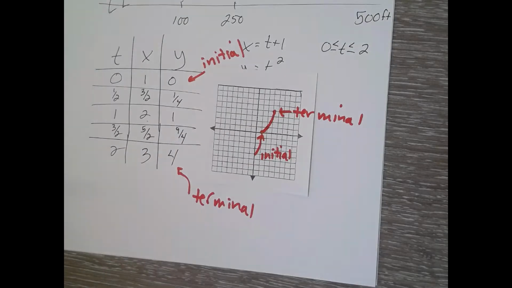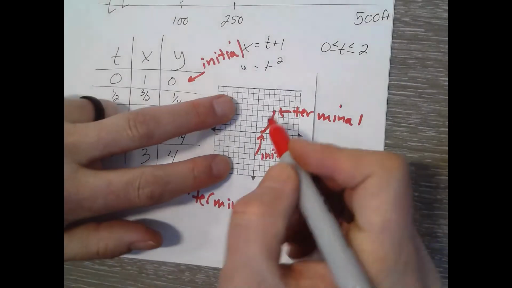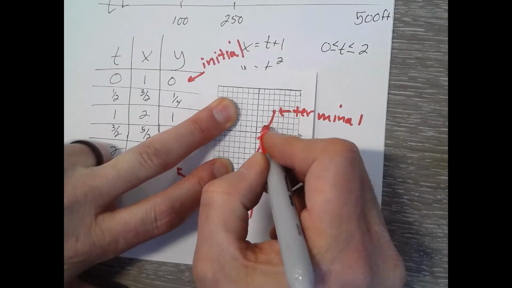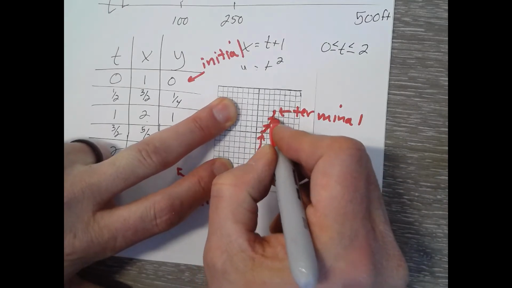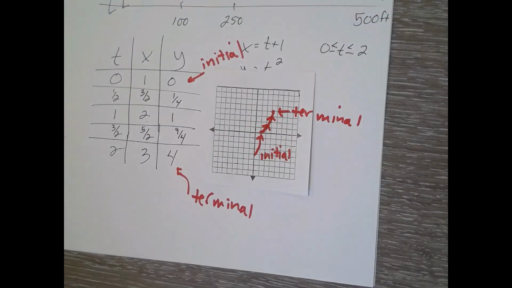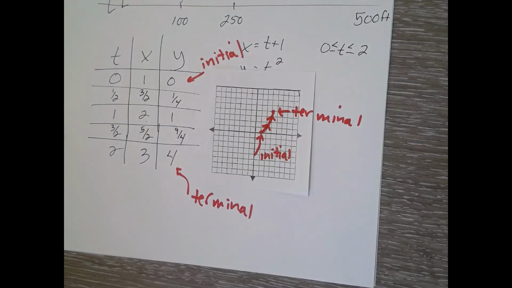Okay, the second thing. So you might have initial and terminal points. You also need to demonstrate what direction it is going. I know as time progressed, when time is 0 to when time is 2, it was going this direction. When you graph parametrics, you have to include arrows indicating which direction it's traveling.